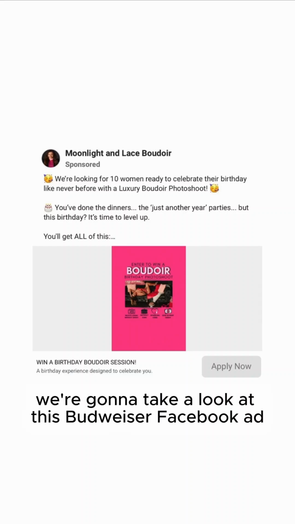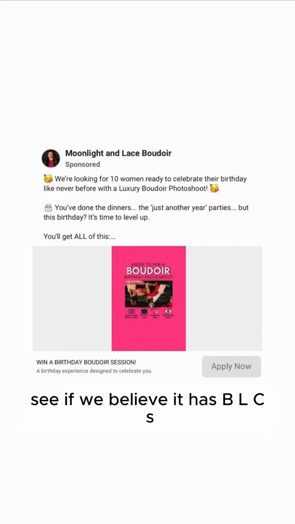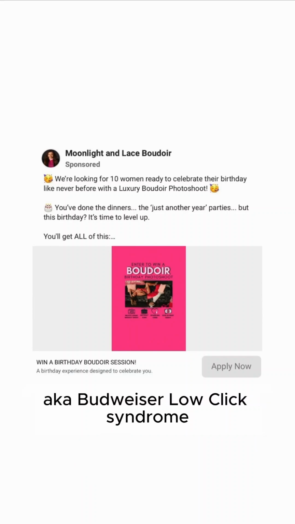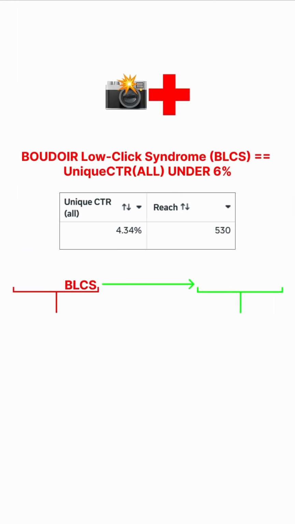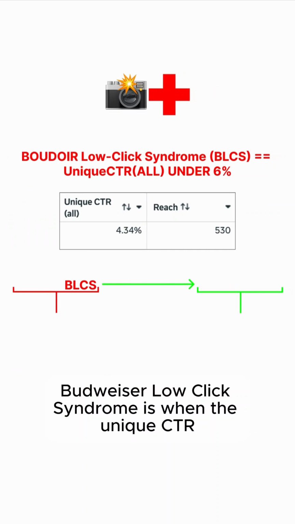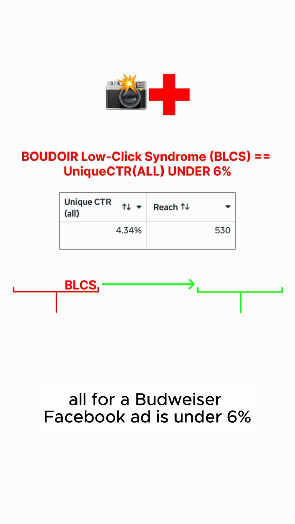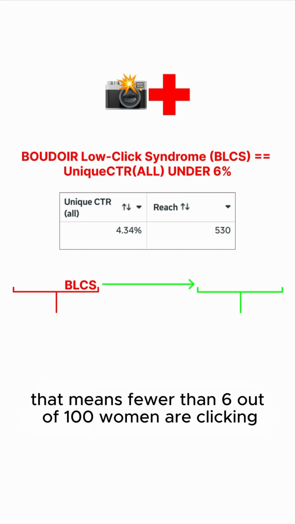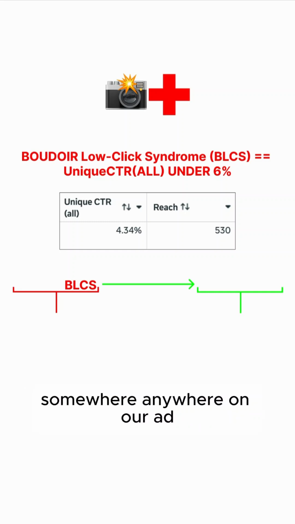All right, y'all, we're going to take a look at this Boudoir Facebook ad, see if we believe it has BLCS, aka Boudoir Low Click Syndrome. And BLCS is when the unique CTR all for a Boudoir Facebook ad is under 6%. That means fewer than 6 out of 100 women are clicking somewhere, anywhere on our ad.